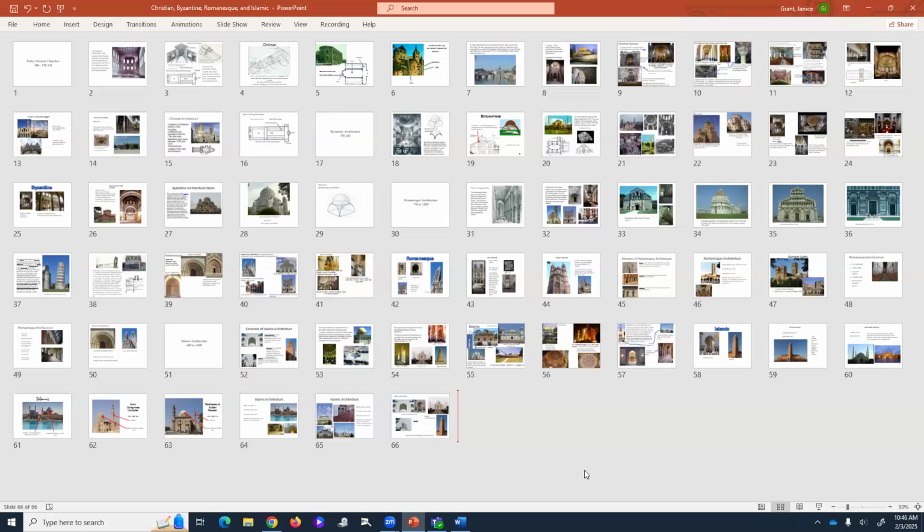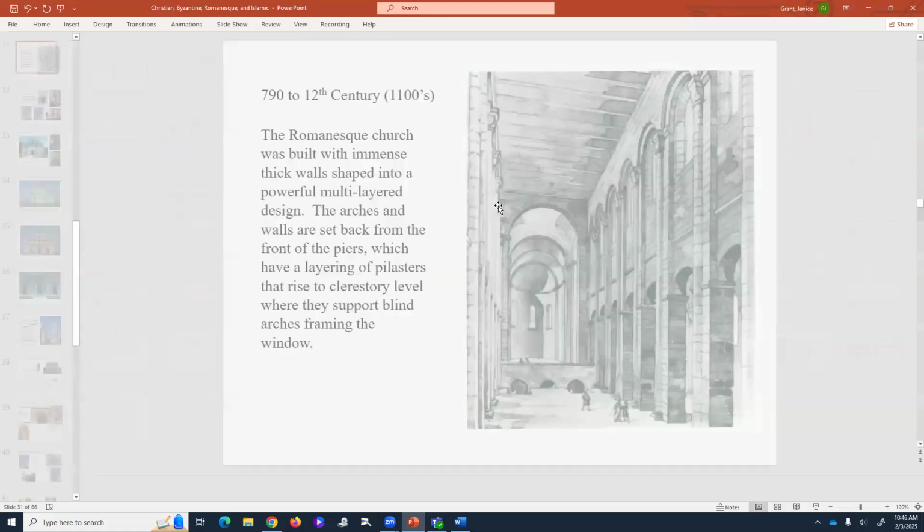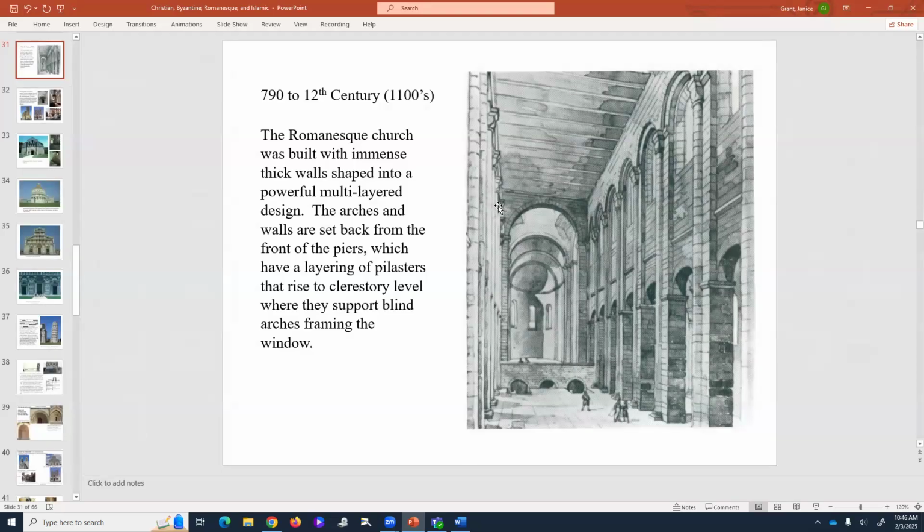And I really wanted to add the pilasters. In your slide, it says the arches and walls are set back. Could it be setback design? Yeah, the setback design is kind of like the pilasters, because the pilasters right here kind of have that setback design. Yeah, I like the setback design.